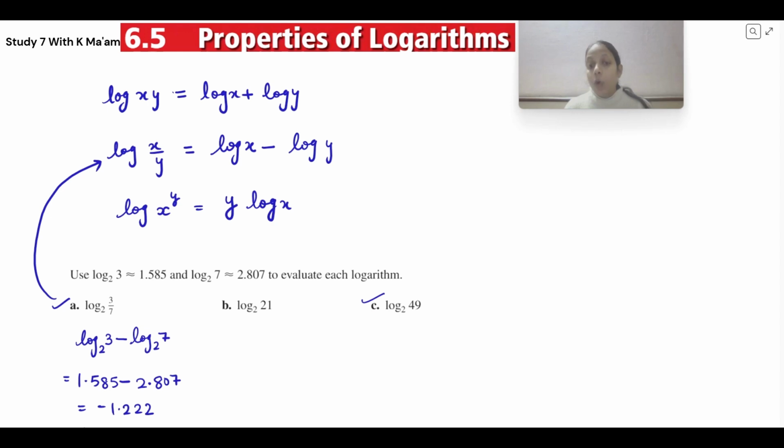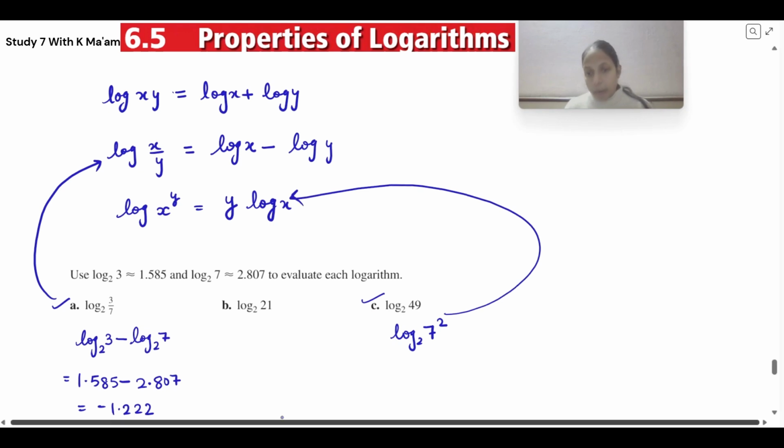Let's do this one first: log base 2 of 49. Nothing is given for 49. Can you split 49? You can write 7 to the power 2. So which property will we use? Power property. The power comes down: 2 log base 2 of 7. You have the value of log base 2 of 7, 2.807. If I multiply by 2, I will get 5.614.